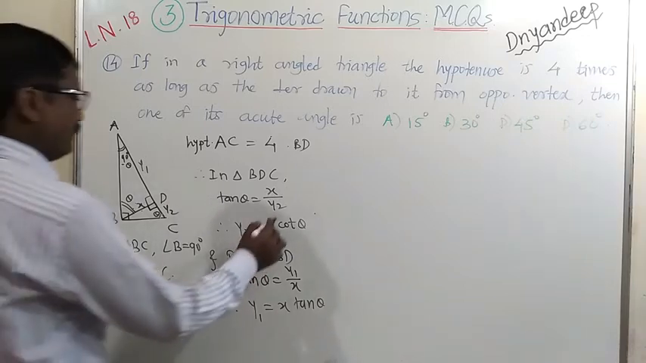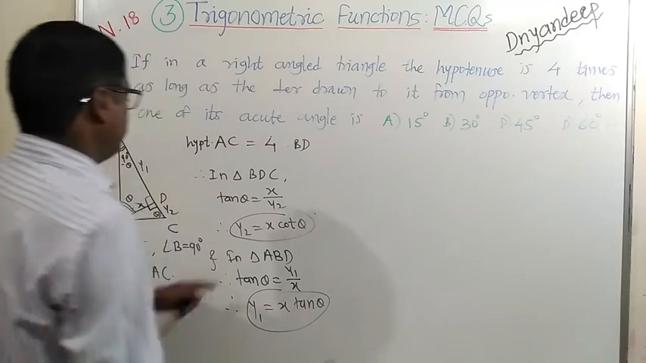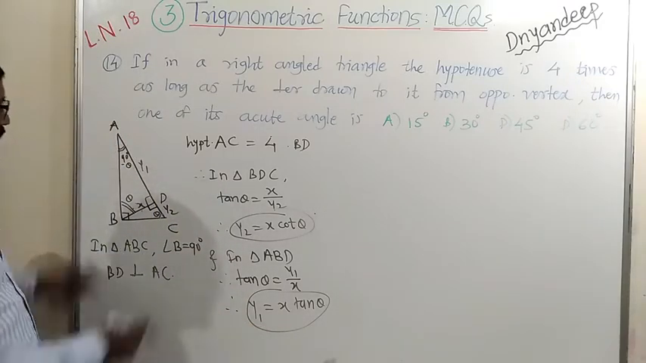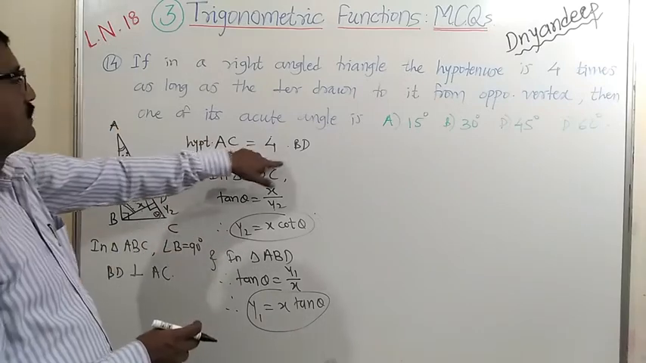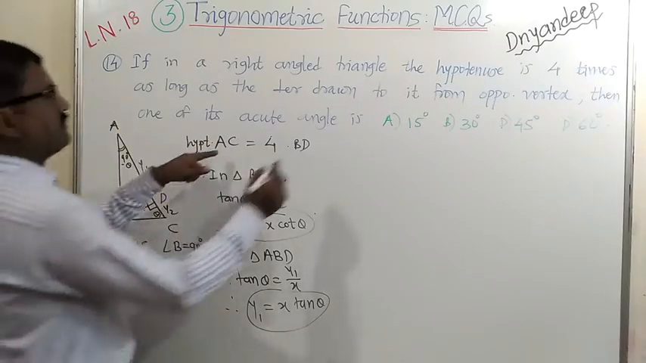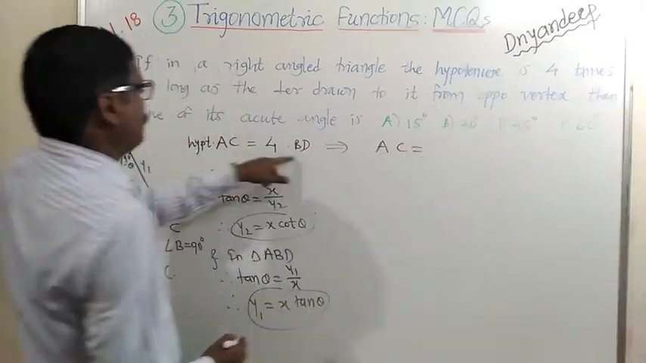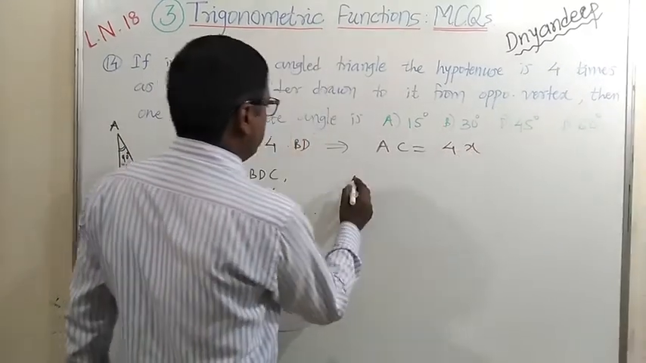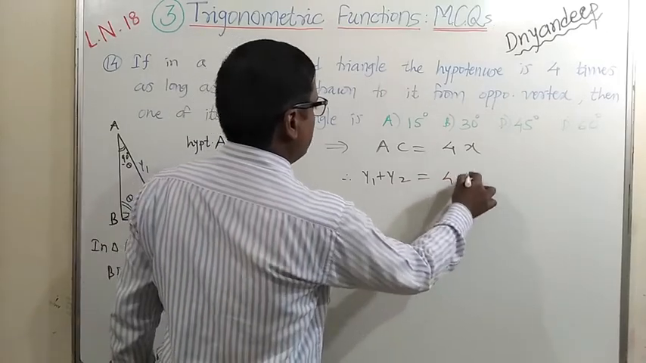Okay, here we get y2 is equal to x cot theta and y1 is equal to x tan theta, and y1 plus y2 will be AC, that is 4 times BD, that is x. From this we can write AC is equal to 4 times BD, we have supposed x, so it is 4x, and AC is nothing but y1 plus y2 is equal to 4x.